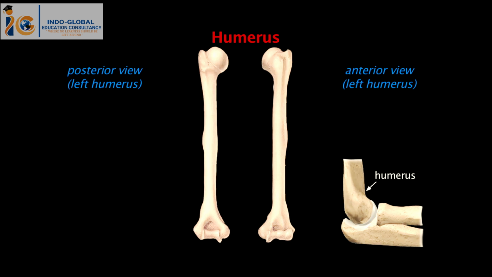There are two articular surfaces of the condyle. The laterally located capitulum, which articulates with the head of the radius, and the more medial pulley-shaped trochlea that articulates with the ulna.